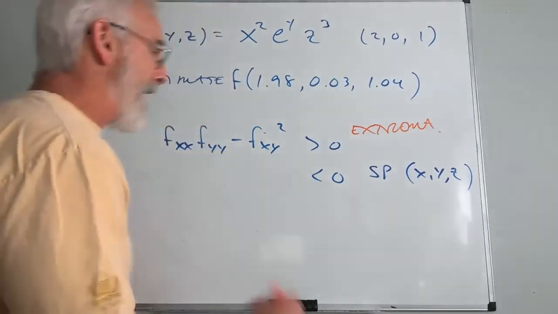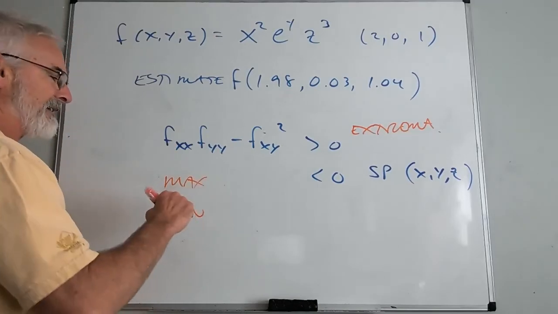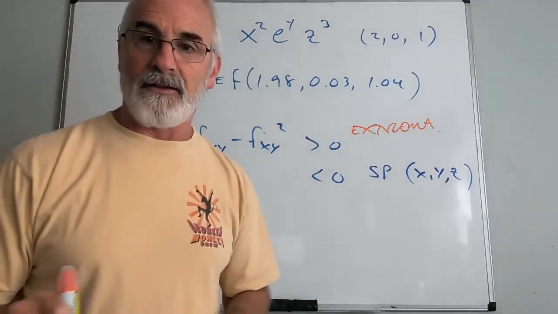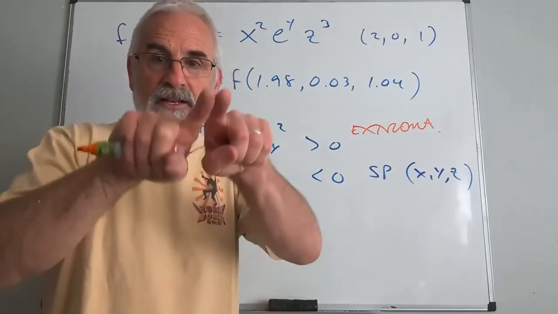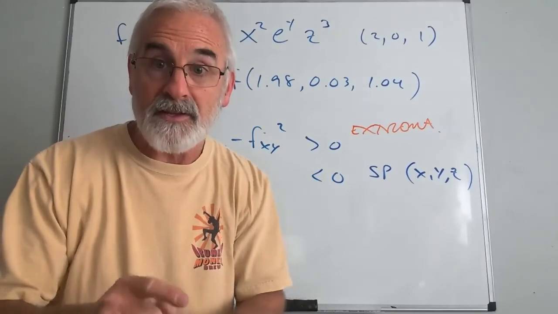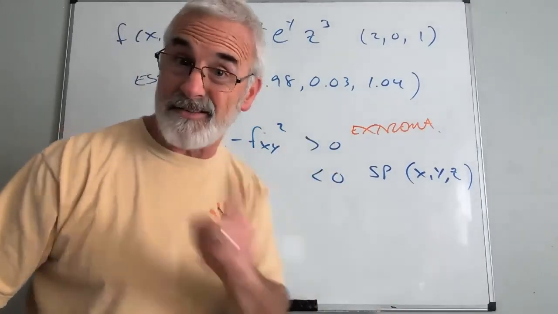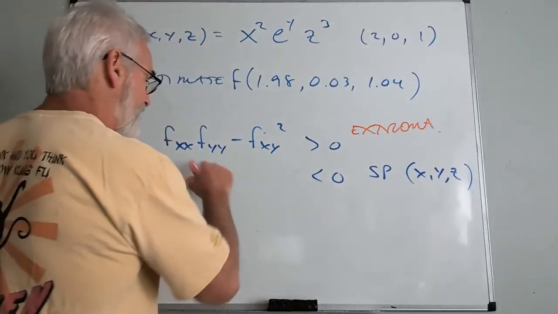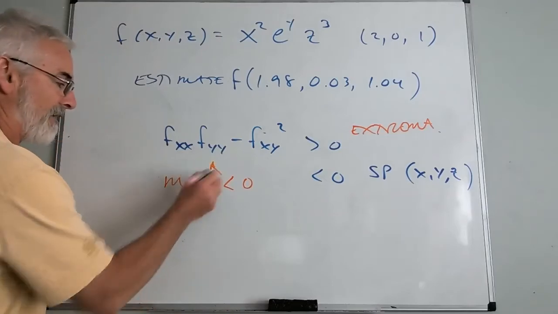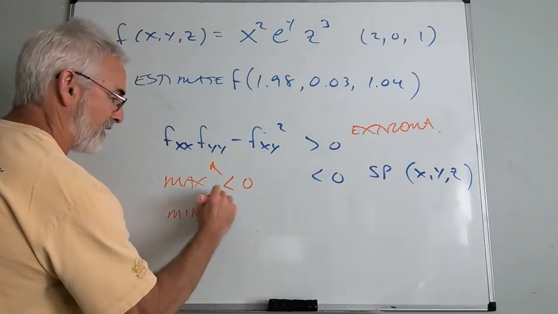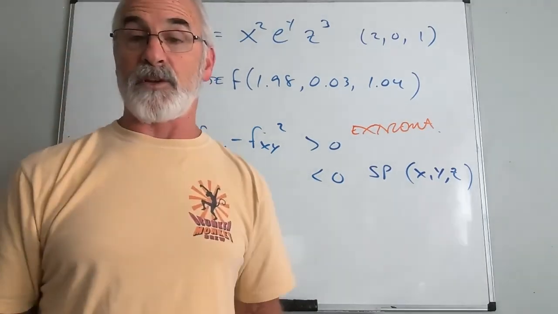But for it to be a max or for it to be a min, what must be true? Think of concavity. In Calc 1, if I am concave down at a critical number, I have a max. Concave down meant your second derivative was negative. So it's a max if both of these guys are less than 0. It's a min if both of these guys are greater than 0. That's one of the things we sometimes forget.